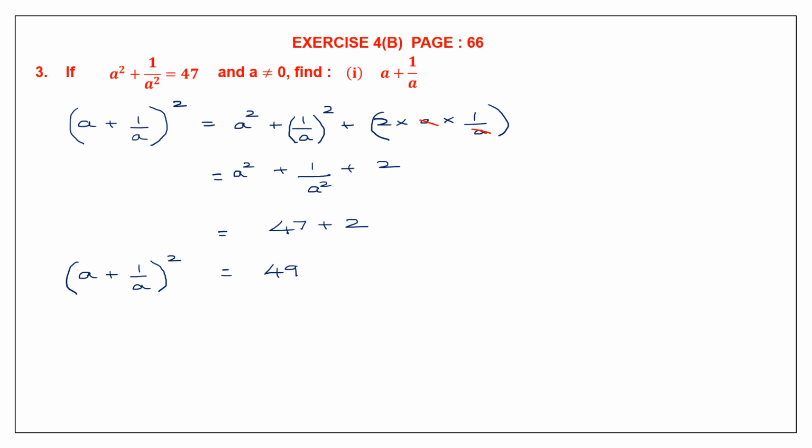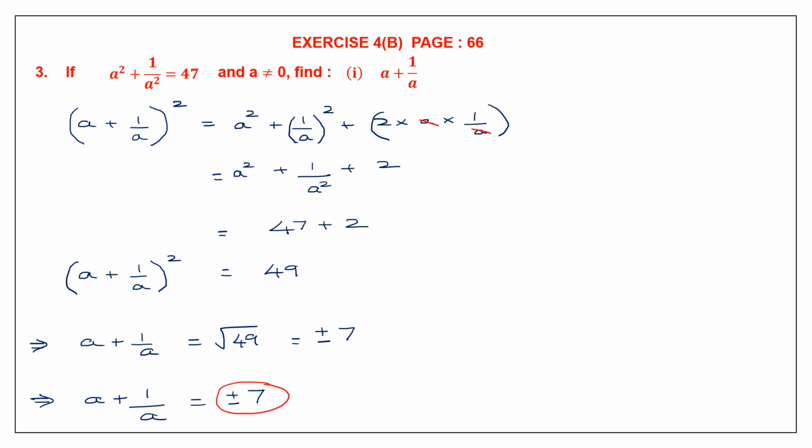Now we need to find only a plus 1 by a because that is what we are asked in the question. So this means a plus 1 by a will be the square root of 49. And what is the square root of 49? The square root of 49 is 7, and it can be plus or minus 7. So we have found the value of a plus 1 by a, and that is plus or minus 7. So this is the answer to the first part of the question.